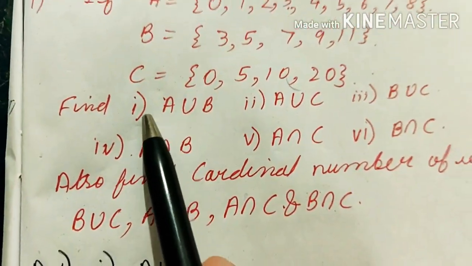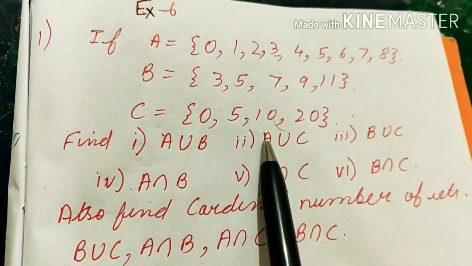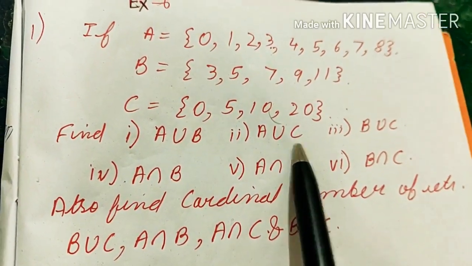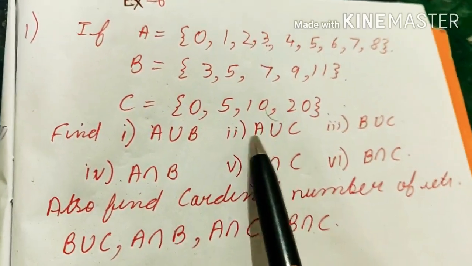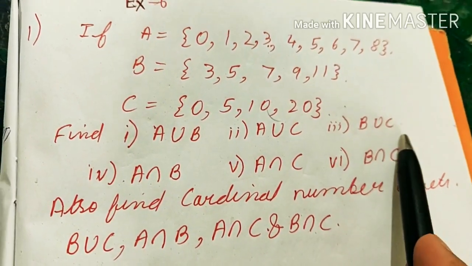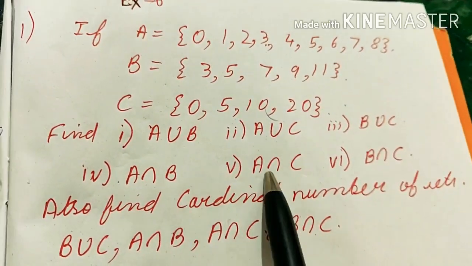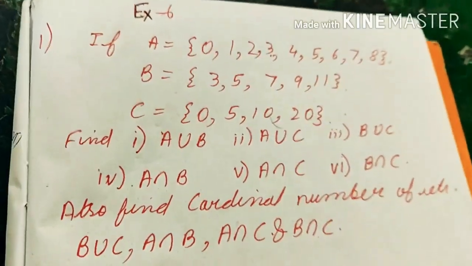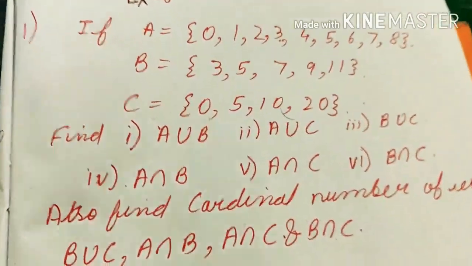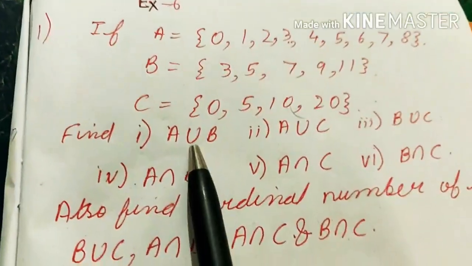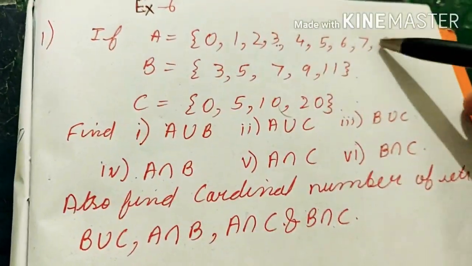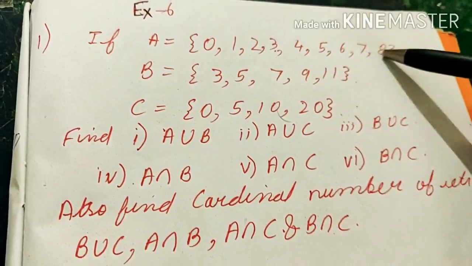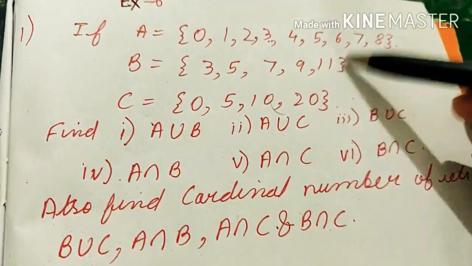You have to find the value of A union B, A union C, B union C, A intersection B, A intersection C and B intersection C, and find the cardinal number of these. Okay, so starting with the question, our first thing to find is A union B. Union means a set that contains both of these values.